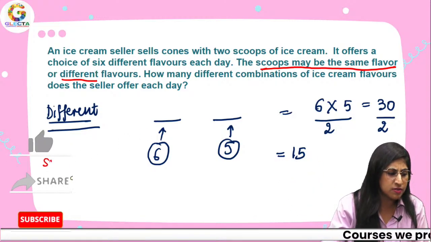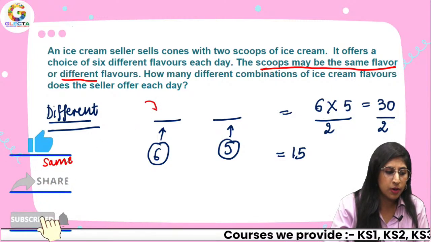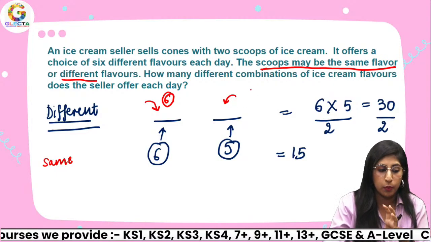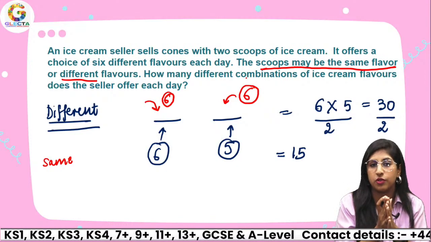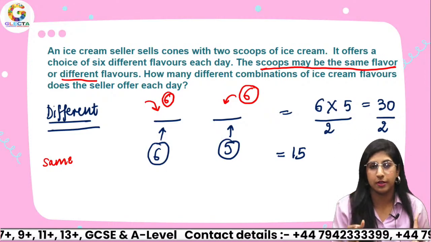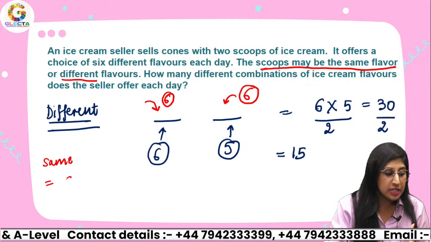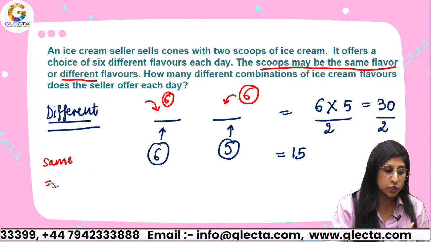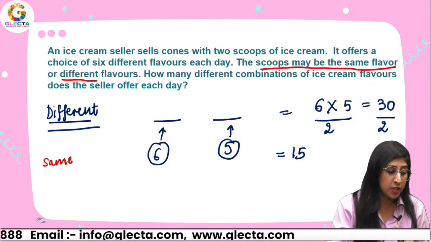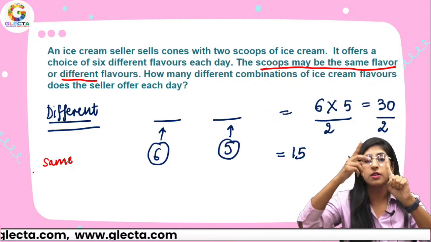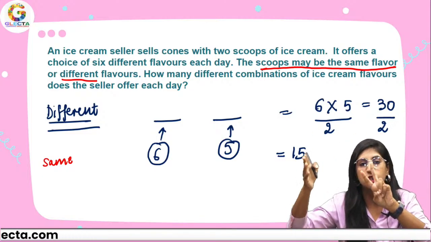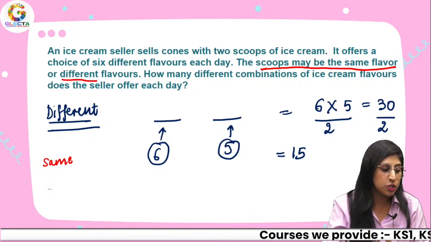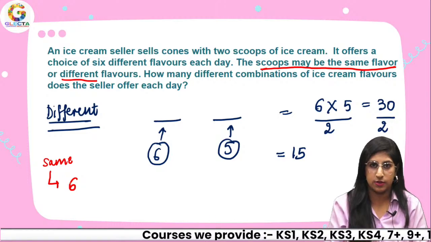For the same flavors, the first scoop would have 6 choices, and the second scoop would also have 6 choices for the flavors, right? Vanilla, strawberry, all the list, right? So over here, 6 times 6, sorry, that was the total, I'm calculating the same, right? So now, if the first scoop is vanilla, the second has to be vanilla. First chocolate, second chocolate, then mint and mint, melon and melon, peach and peach, and so on. So you have exactly 6 choices, right?